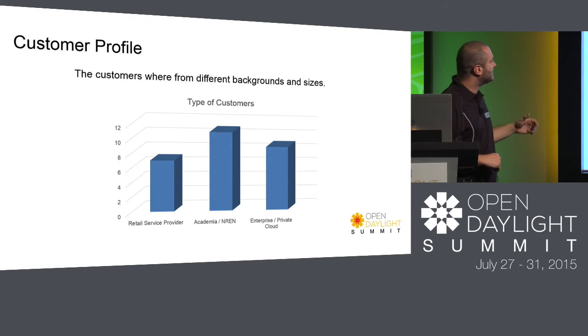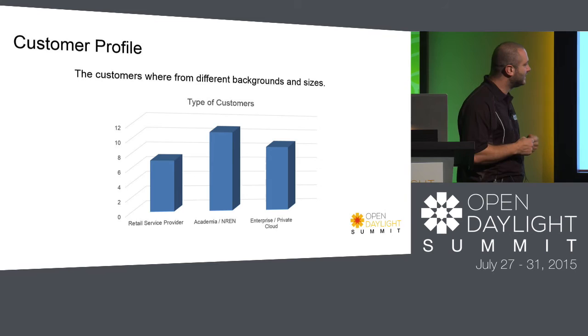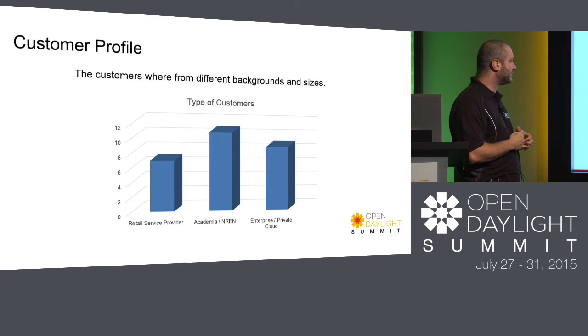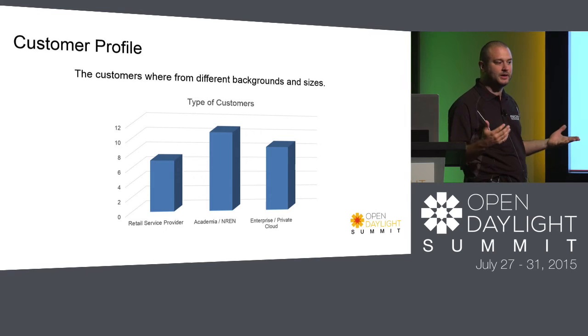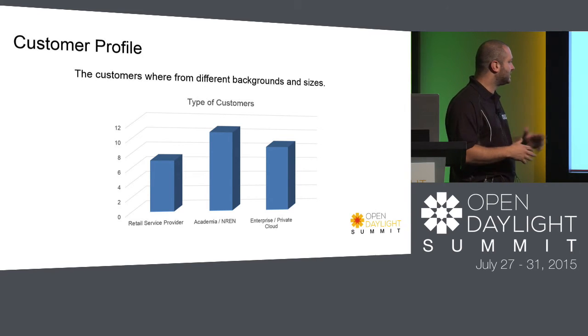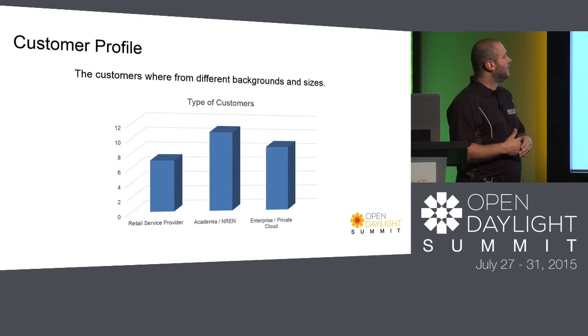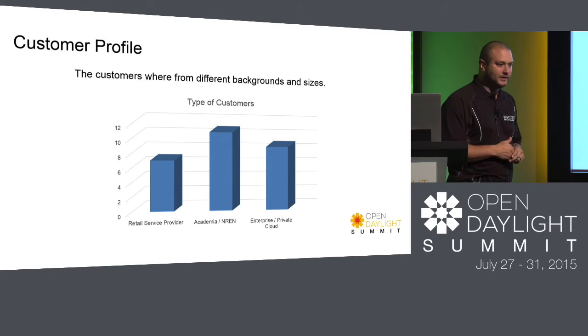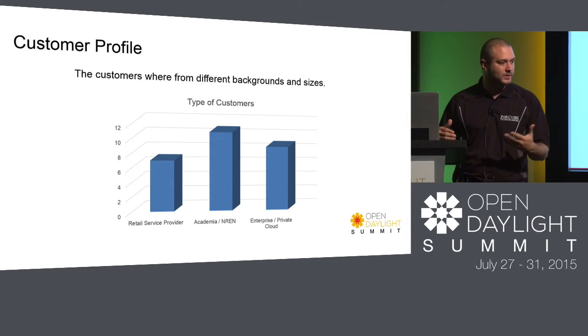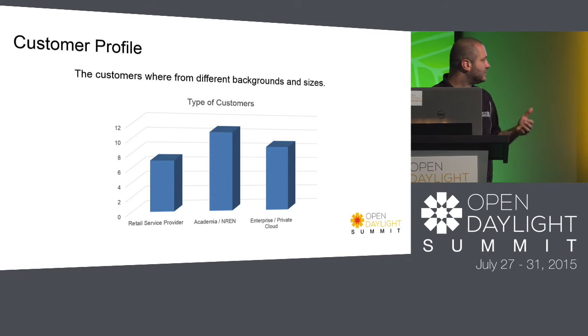So the type of customers that we've had: when I say retail service providers, it's smaller ISPs. So what I have there is more the tier 3 type of ISPs that we've engaged with, a couple of tier 2s, like one tier 2, a couple of tier 3s. Then we had academia and national research and education networks, which is where I come from, so I know them quite a bit. And then enterprise and private cloud is the last one. So you can see that's the distribution of the people.